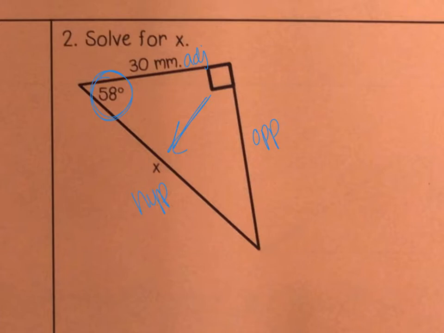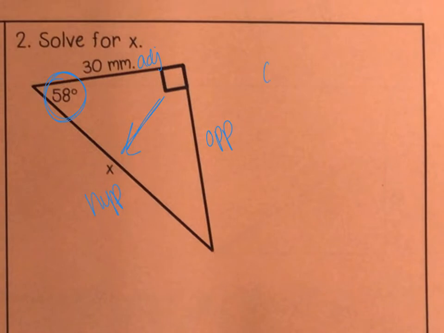So, Kalari, which one uses adjacent and hypotenuse? You can look up there. Which one uses A and H? Cosine. Very good. So cosine of 58 equals, so how would I set this up? 30 over x. Very good. So all I did was use my trig ratio and I substituted in the values that I knew.